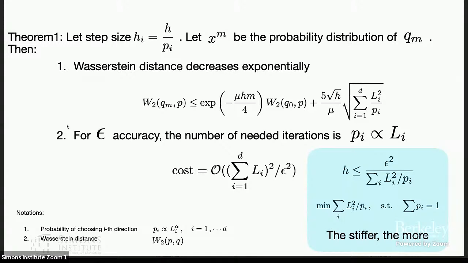If a coordinate's stiffness is high, L is high, then the probability of this coordinate to be chosen is high. Then associated to that, in each step, when this coordinate gets chosen, the step size has to be small. So on average, everybody marches forward at the same time scale. So the step size h is 1 over pi.